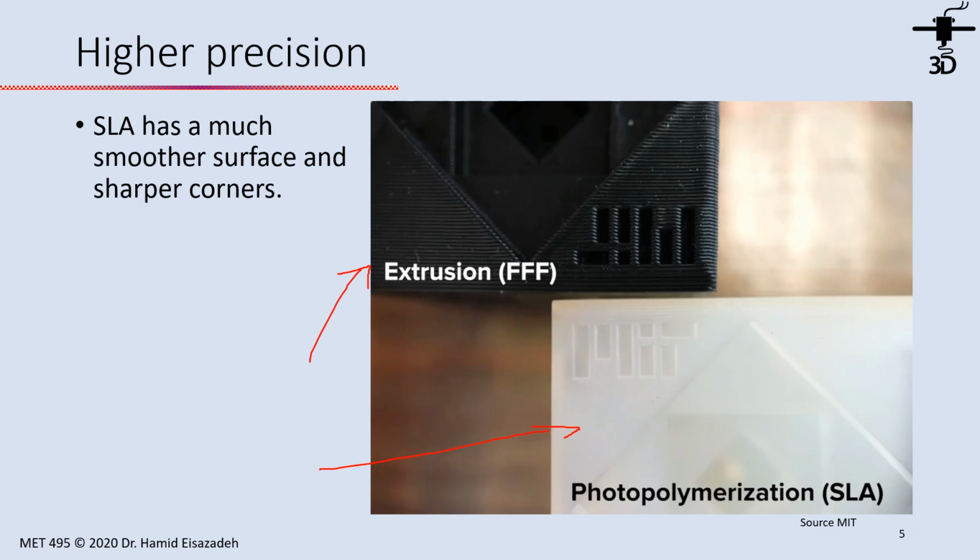Even though in extrusion AM, the top one, the process is done with a fine layer thickness, we still have SLA with a much smoother surface and sharper corners, right? As you see, the corner is sharper compared to this area, or this area. So SLA gives you better precision and a smoother surface compared with the extrusion process.